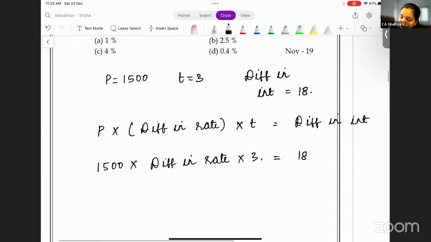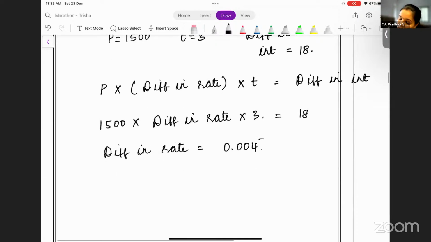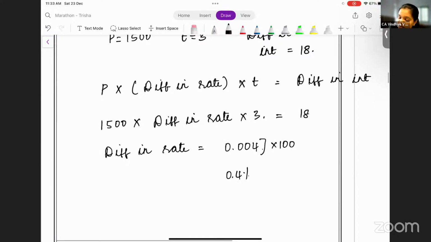Now simply calculate this. You take 1,500 to the other side and 3 also to the other side. What do you get? 18 divided by 1,500 divided by 3. So you get difference in rate as 0.004. Now remember this. I told this to you in the previous instance also, that whenever we are calculating rate, you always have to multiply it with 100. So what is the difference in rate here? 0.4%. Very good, Pratiksha. Option B.